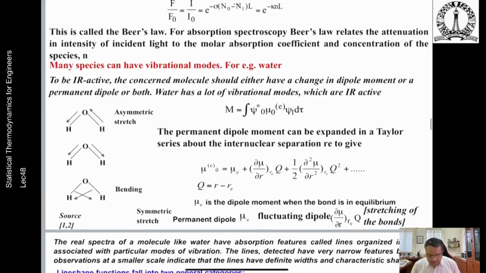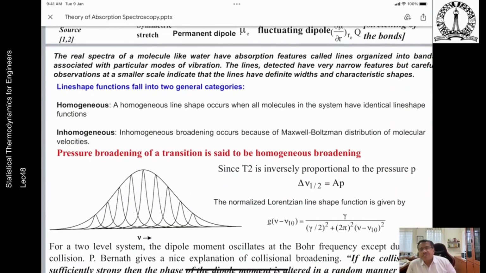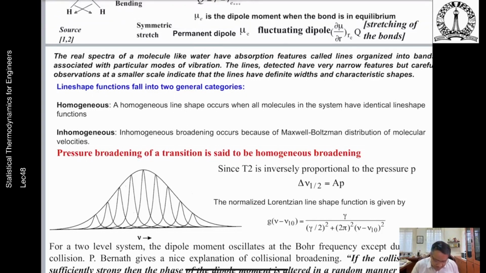So the real spectra of water, if you look at it, has absorption features, or lines, organized into bands associated with particular modes of vibration. These lines detected have very narrow features, but when carefully observed at smaller time scales, they indicate that the lines have definite widths and characteristic shapes.